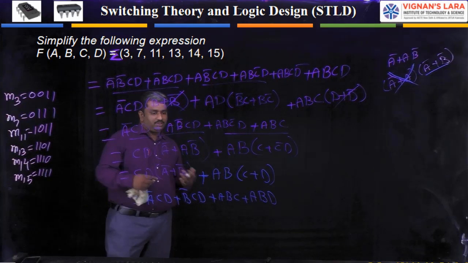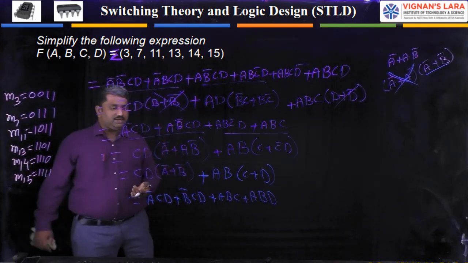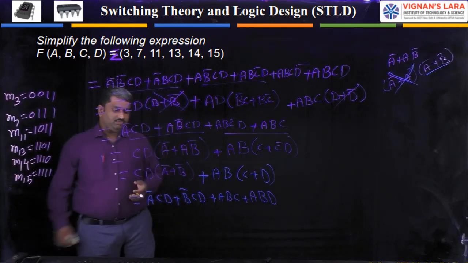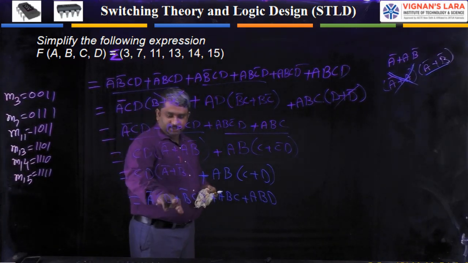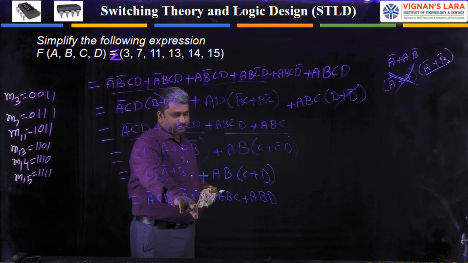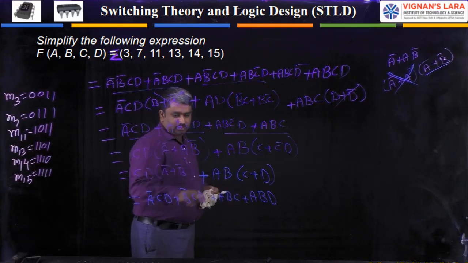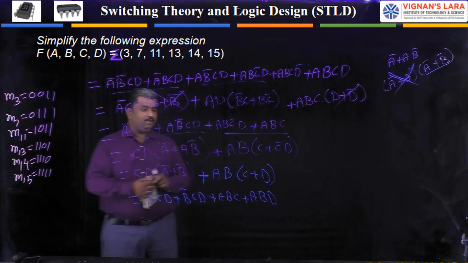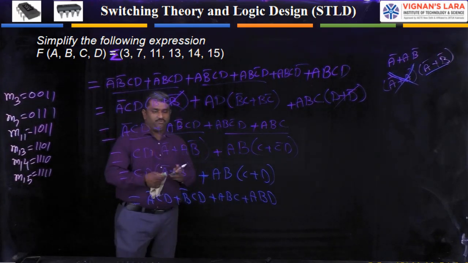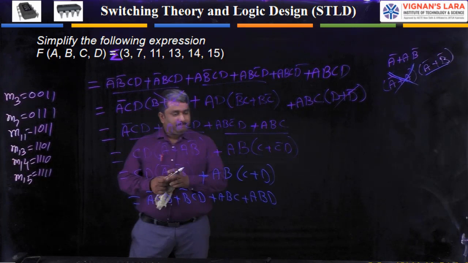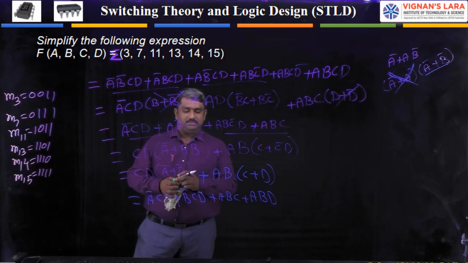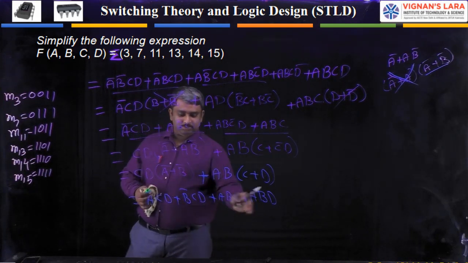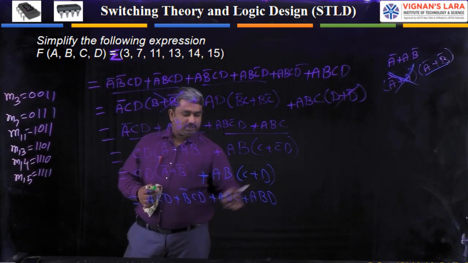Is there any further simplification from this? We have to check. A bar cd plus b bar cd. B bar c is not available. CD is available? No, not available. I think this is the final simplification. But even so, is there some chance to simplify these expressions? From this, a b is there. We cannot take common values here.